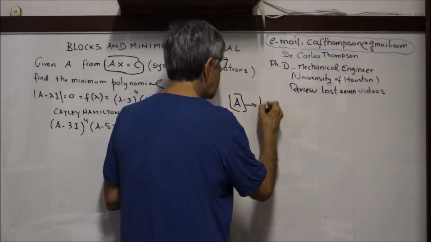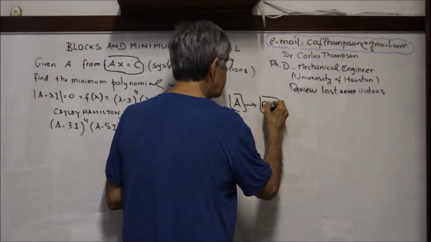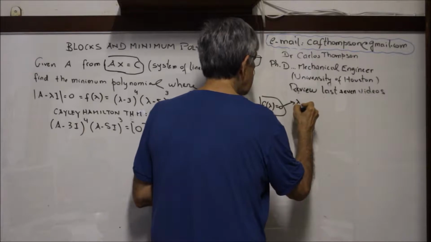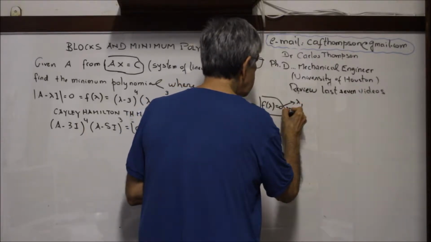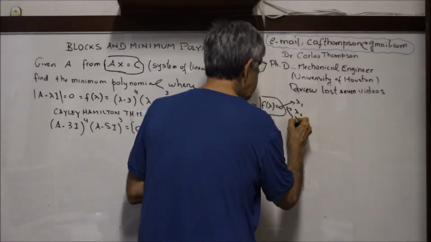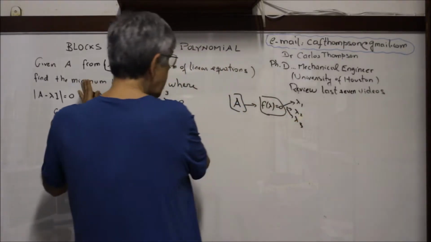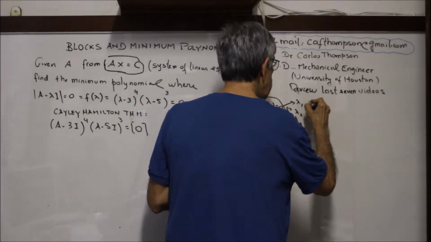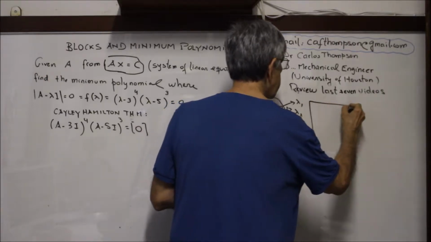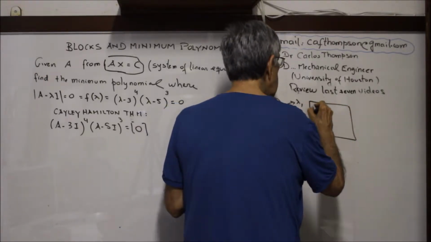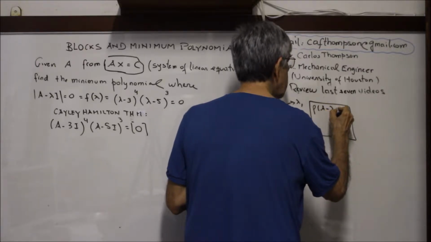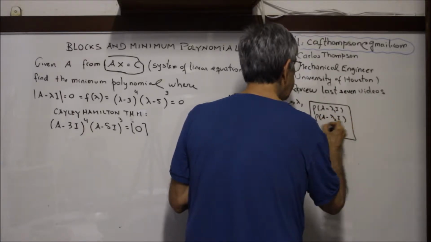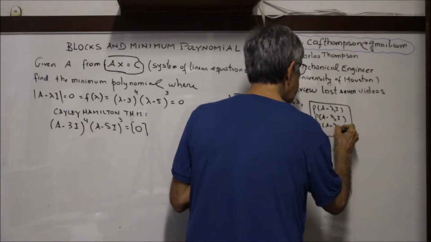From here, we calculate f of lambda equal to 0. And here we have, for instance, lambda i: lambda 1, lambda 2 and lambda 3, suppose. It's not this case here, I'm just giving an example. For each lambda, we obtain, let's put a box here, the rank of A minus lambda 1 I, the rank of A minus lambda 2 I, and the rank of A minus lambda 3 I.